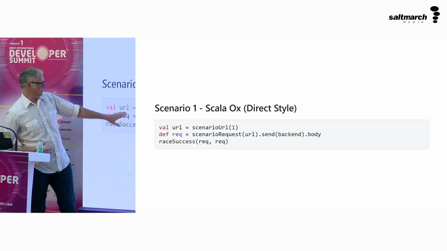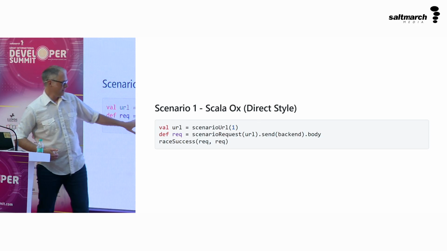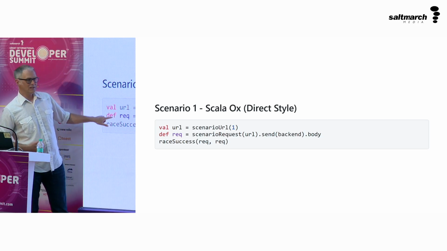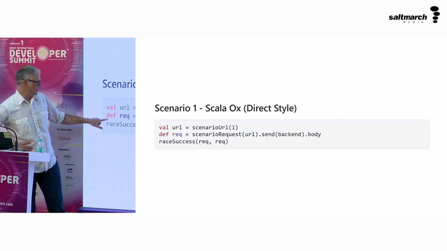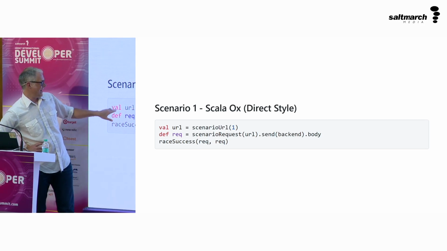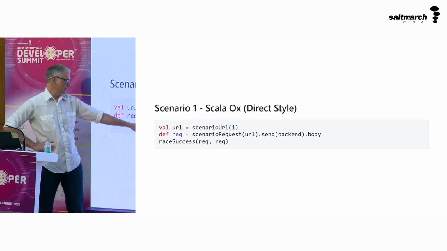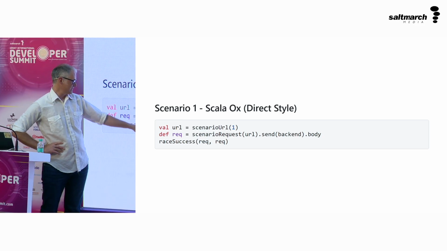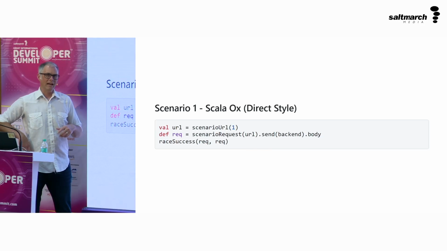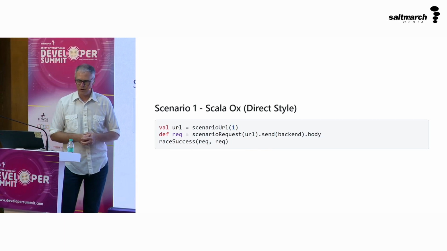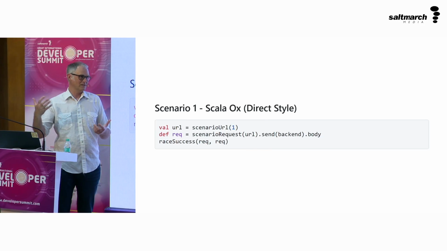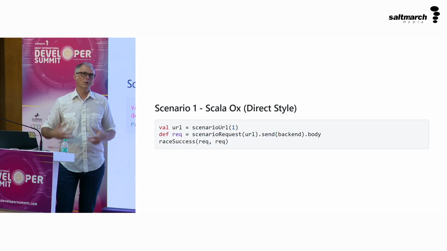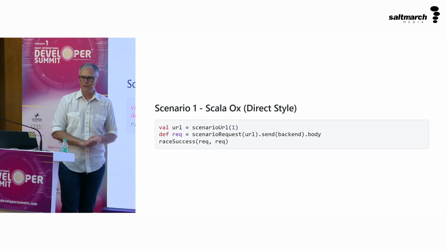What we're going to do is, I'm getting my URL. I'm going to make an HTTP request. You'll see that this one is a def, a function called req. The reason I made this a function, not a val, is because I want to call it twice. Both of those right here in this raceSuccess, I'm going to call req twice, and I want it to actually make two requests. And so raceSuccess is this feature of Ox that's doing all of the structured concurrency for us.